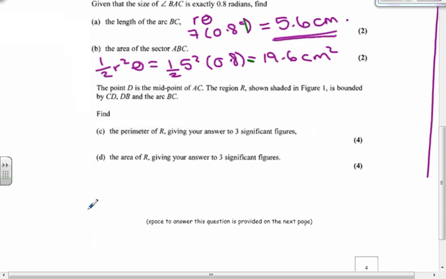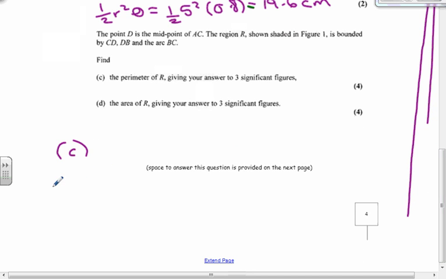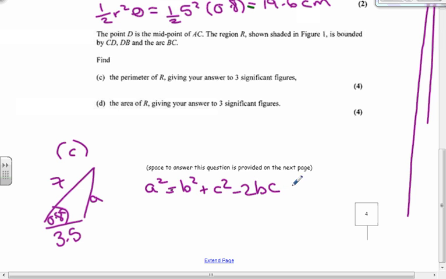So we will do that by looking at the triangle, and again from our sine and cosine booklet, we will use the cosine rule to find the length of this side because we know two sides and one angle. So if I draw a quick sketch of the shape, this side's 7, this side's 3.5, this side's a, which we're trying to find, and this angle here is 0.8 radians. So we will use a squared is equal to b squared plus c squared minus 2bc cos A.